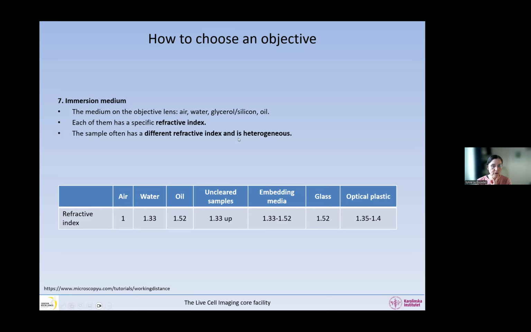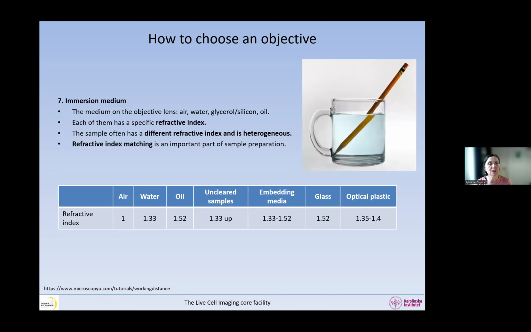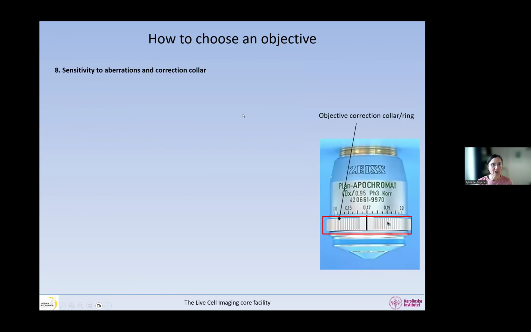Fortunately, our samples are often heterogeneous, and very often they have a different refractive index from the medium that we put on the objective. So there we have a problem, which is refractive index matching, and we will talk about this today. And this is exactly what we have here. I've shown you this before, where we have refraction and lots of things happen there. The light is changed, the wavefront is changed, the speed is changed, and the direction, and so this sort of thing happens. So it also happens when we image our samples.